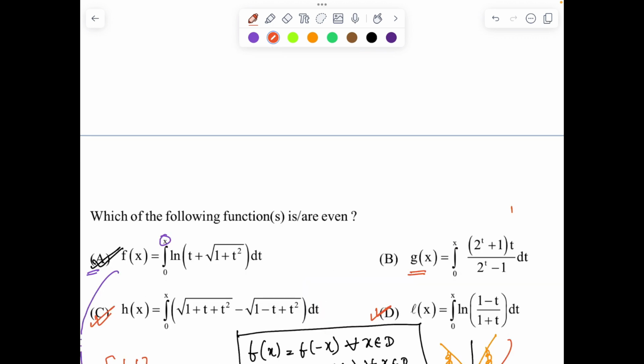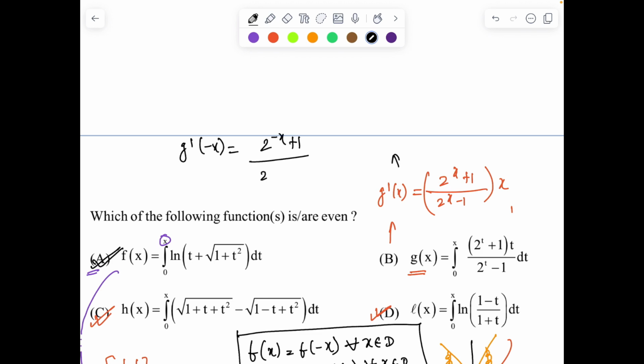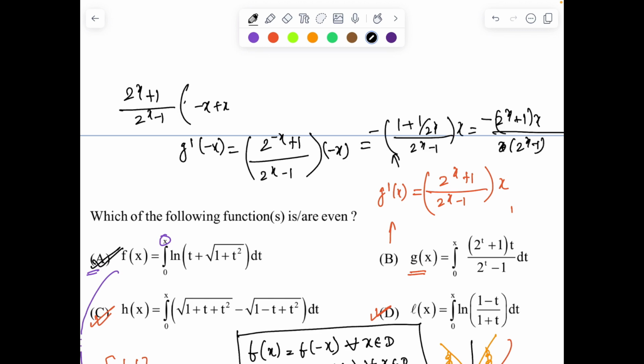G of x is also claimed to be an even function, so that's easier to check now because I can write g dash x is going to be (2 raised to power x plus 1) divided by (2 raised to power x minus 1) times x by Leibniz rule. And if I find g dash of minus x, that is (2 raised to power minus x plus 1) divided by (2 raised to power minus x minus 1) times minus x, right? And this you can evaluate as minus x plus x into the same quantity, which simply gives 0. So by this argument, I have shown again g dash of minus x plus g dash of x equals 0.